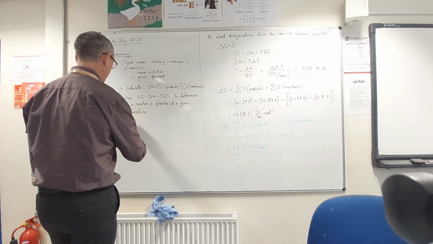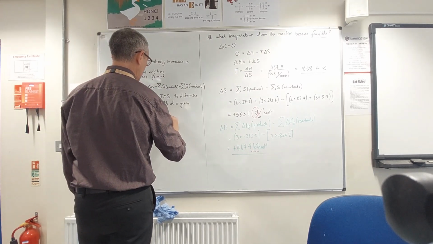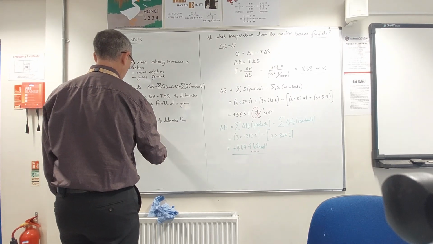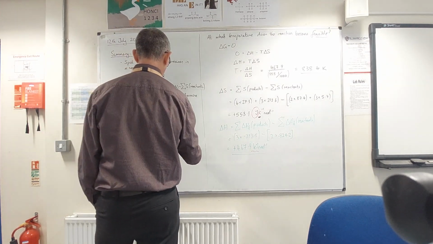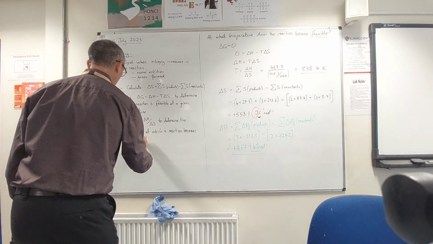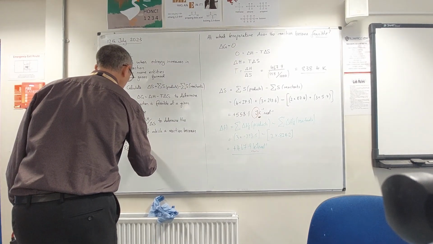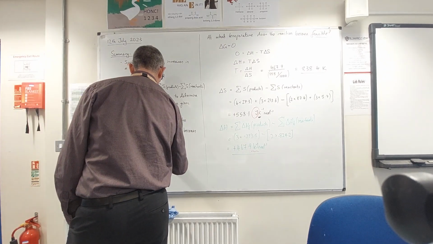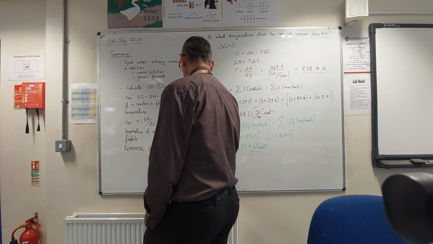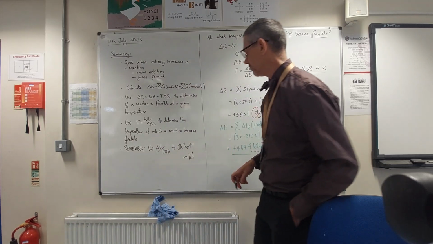And lastly, use T equals delta H over delta S to determine the temperature at which a reaction becomes feasible. And remember, for both of those, we have to use delta S over 1,000 to change from joules per Kelvin per mole to kilojoules per Kelvin per mole.